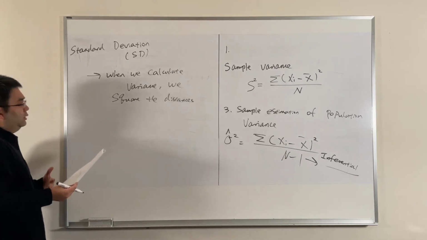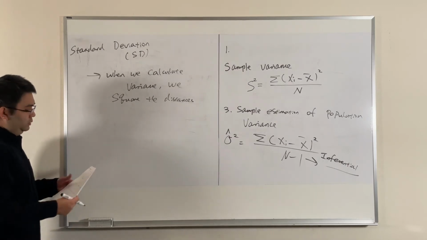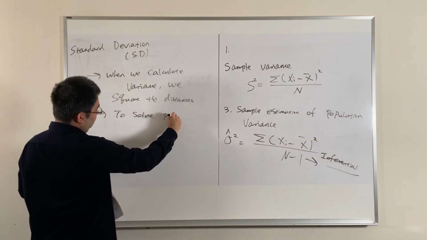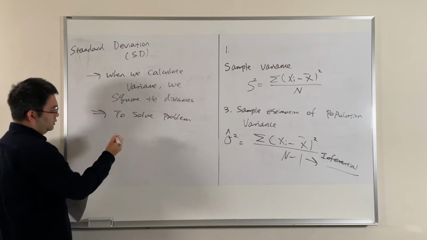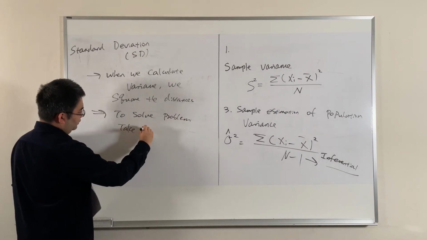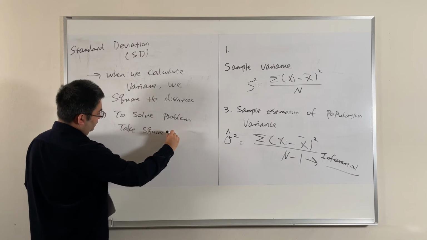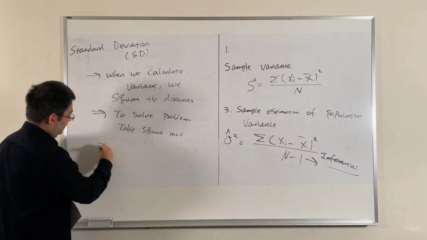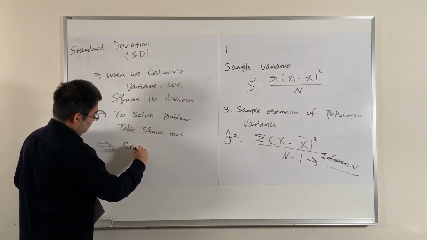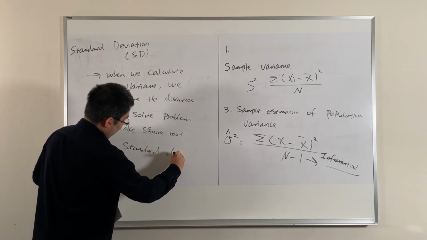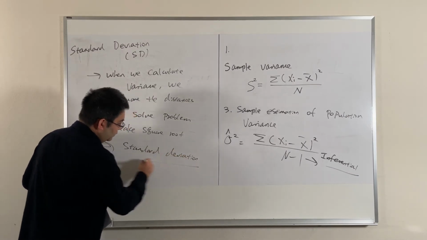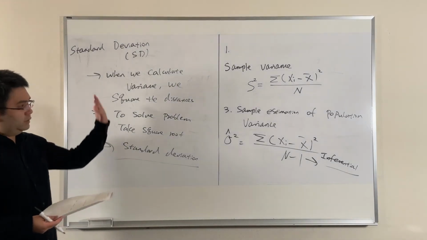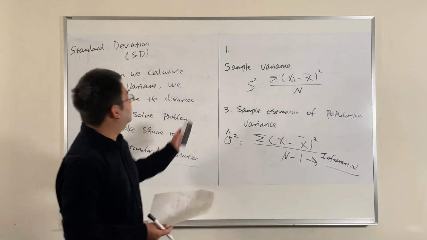Then how are we going to solve this problem? You just take a square root. To solve the problem, you just take the square root, and taking the square root will give us the standard deviation. So for variance, you take the square root, you get standard deviation. Okay, very good. So let me just list out the three standard deviations that we have.